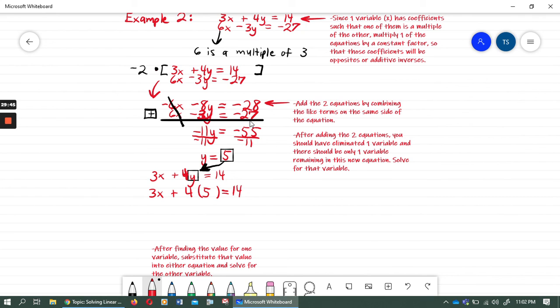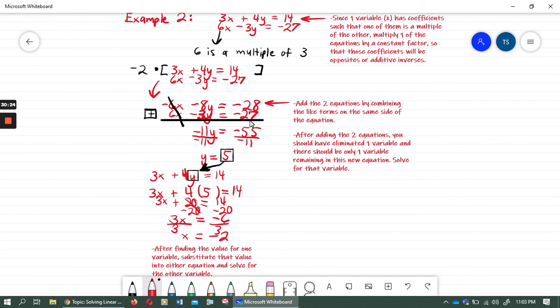So let's simplify and solve for this variable x. That's going to be 3x plus 20 equals 14. We're going to subtract 20 on both sides. That's going to wind up being 3x equals negative 6. And then the last thing for us to do is divide by 3 on both sides. So when we divide by 3, we end up getting that x equals negative 2.